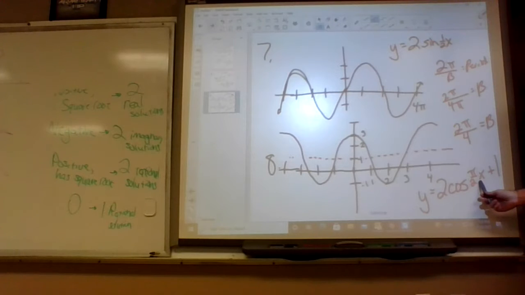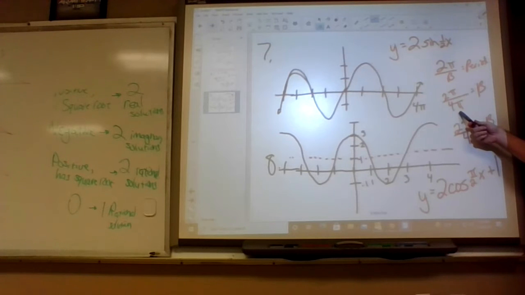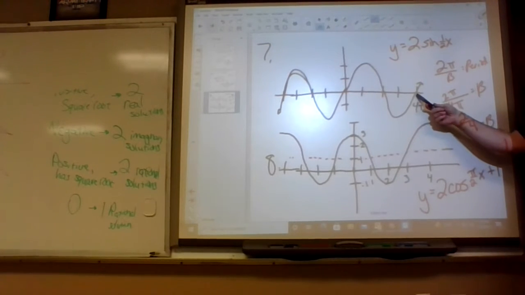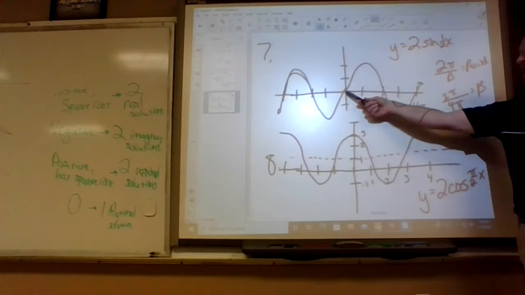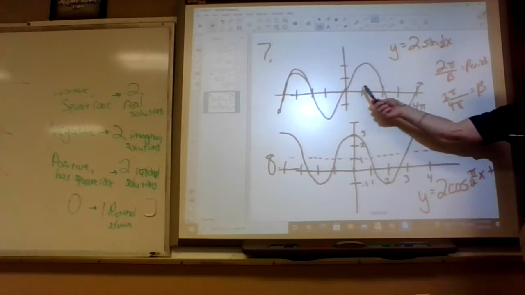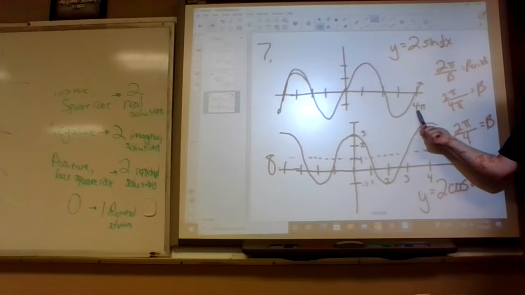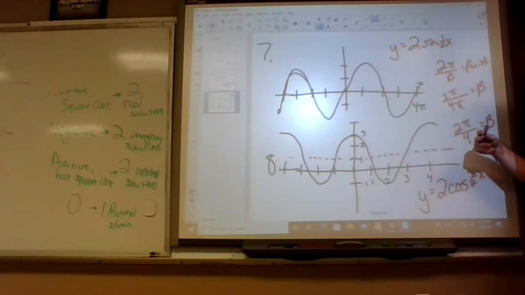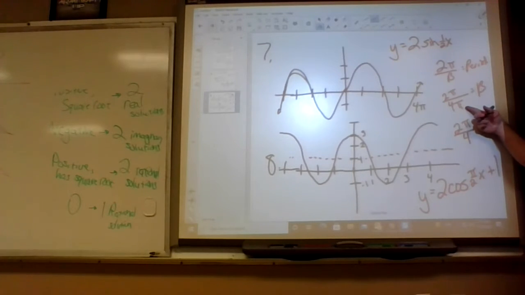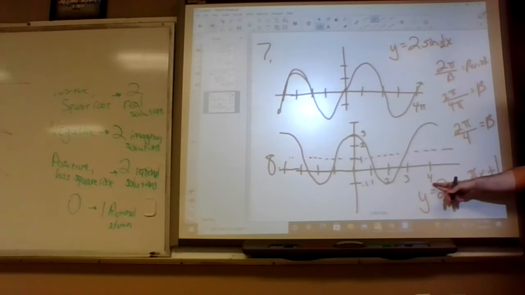If that one was 4, will it always be listed? Up top on 7 it was 4 pi. No, we figured that out ourselves. Right here it's starting to do what it was doing at the beginning, so it's a 4 pi period. I was just wondering why on 7 it was 4 pi and on 8 it's just 4.